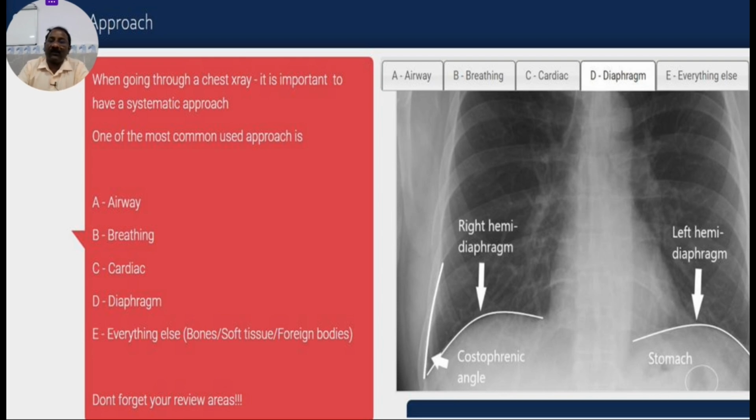See here, the costophrenic angle is very sharp. Suppose the person gets a pleural effusion, then blunting of the costophrenic angles will be seen. Even the blunting is not always because of pleural effusion; maybe because of a mal-rotated X-ray also you can find blunting of the costophrenic angles.